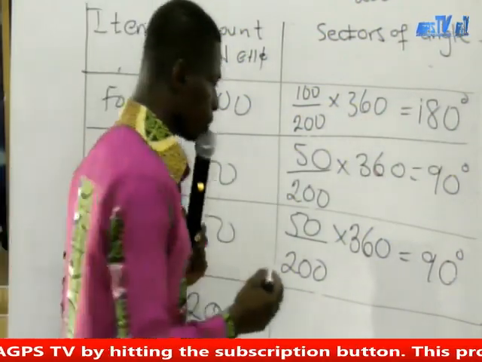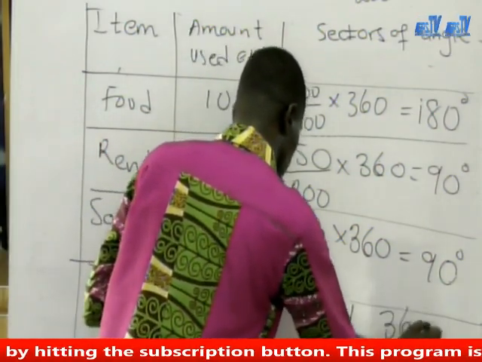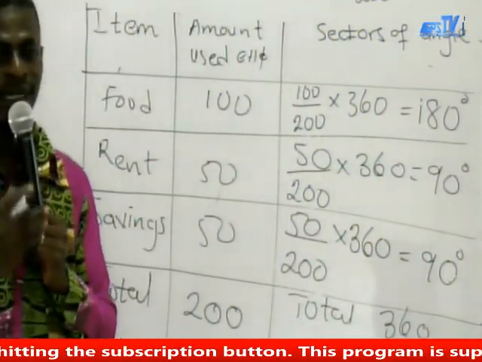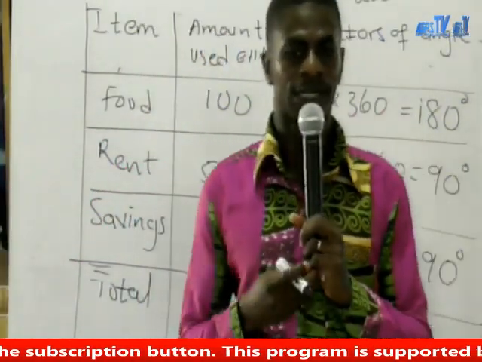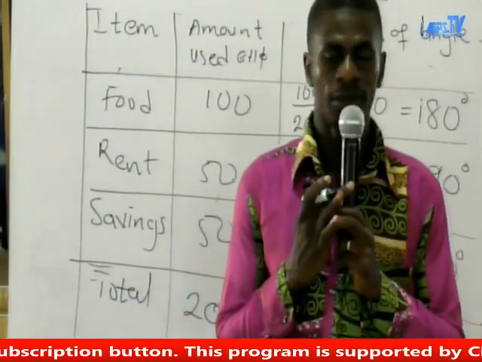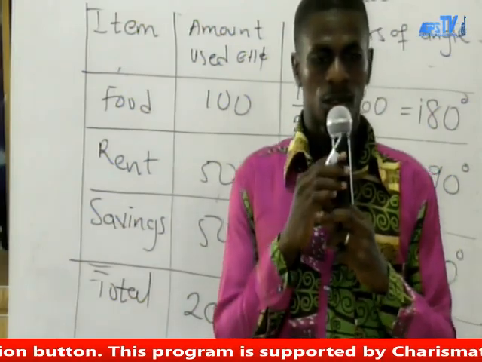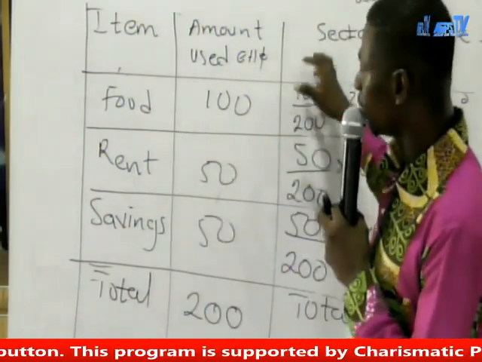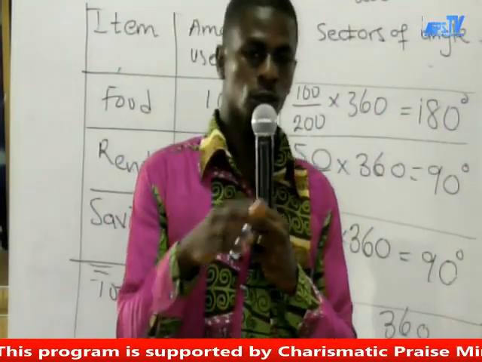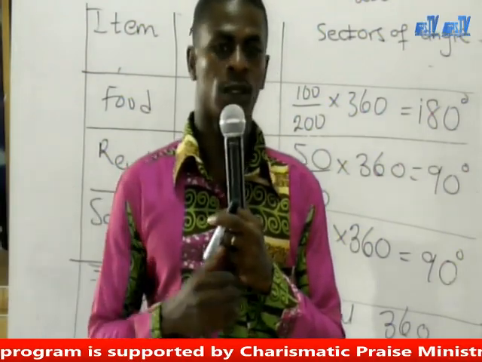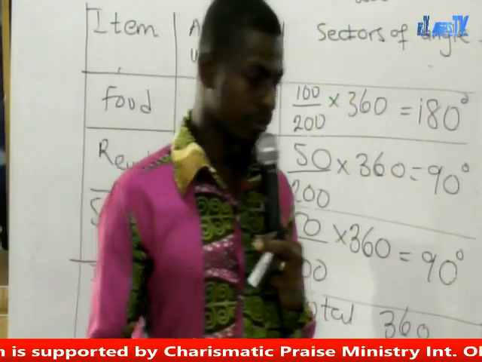And so it means that your total being 360 is right. And once again, after you've done this, then you can present your information on a pie chart. To do that, you must draw your circle, and after the circle has been drawn, you pick your center, you draw your radius, and with the aid of a protractor, you measure the sector for each angle.